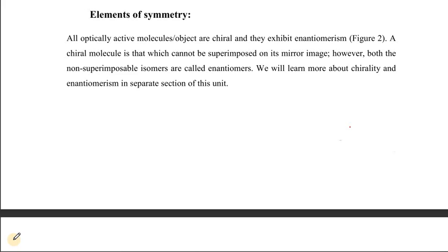We know that till now all the optically active molecules or objects are chiral and they exhibit enantiomerism. A chiral molecule is one which cannot be superimposed on its mirror image, and both the non-superimposable isomers are called enantiomers. This we can see in the figure.